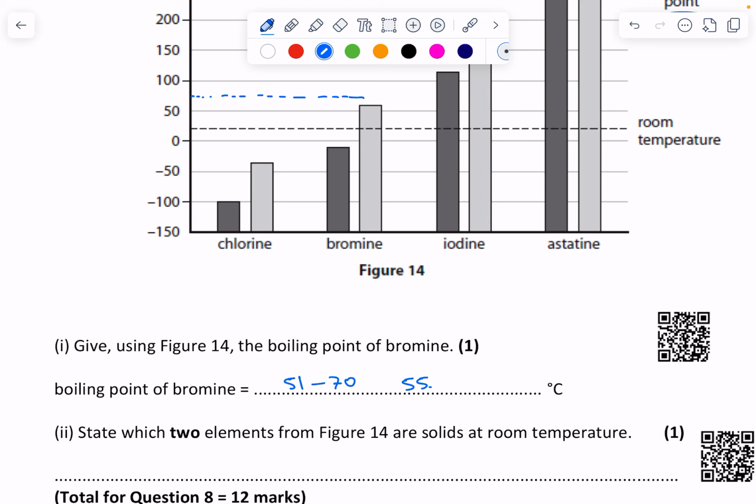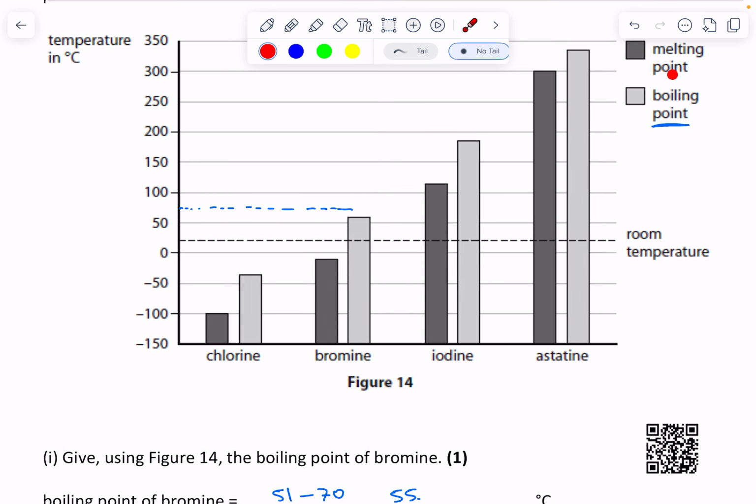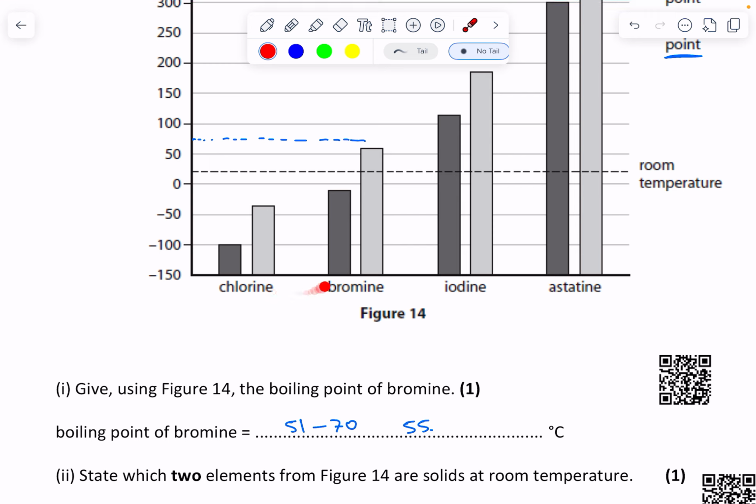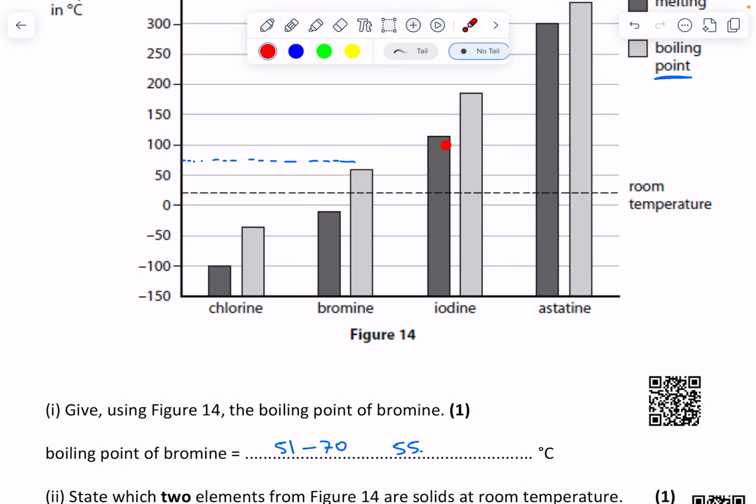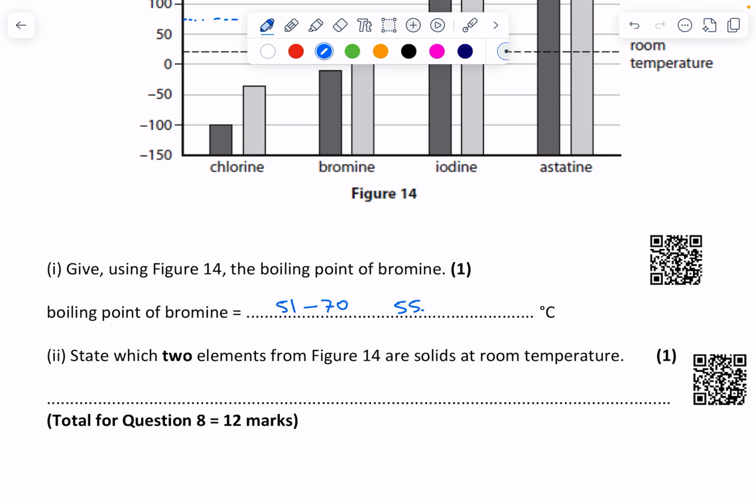Give 2 elements that are solids at room temperature. So room temperature, as you can see on this scale, is here. And if we've got the melting point below that point, so here's the melting point, and it's below these 2, below the room temperature, then they will both be gases. This wants us to pick a solid. So solid is going to have one above that. So we're going to have iodine and astatine are the 2. So here we're going to put iodine and then astatine are the 2, for 1 mark.